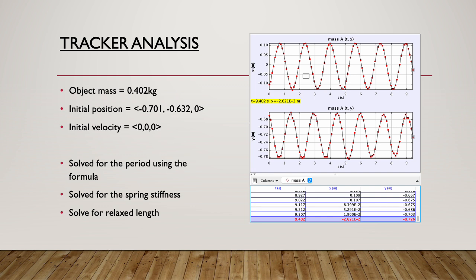Going into our observational model using Tracker analysis, the object's mass was 0.402 kilograms. From my tracking, I found the initial position was minus 0.701 in the x direction, minus 0.632 in the y direction, and 0 in the z direction, with an initial velocity of 0 as I started from rest. Using the data that I was able to find, I solved for the time period using the time period formula. And then I solved for the spring stiffness, which is K, and the relaxed length.